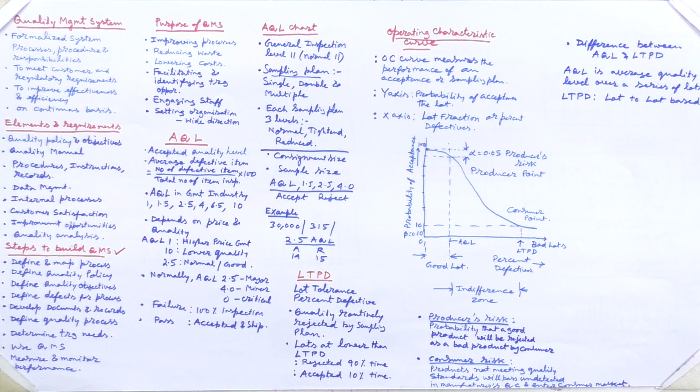The next process is to develop documents and records. Each and every process, whether manufacturing or quality related, should have proper documentation, and the record must be created for further analysis.